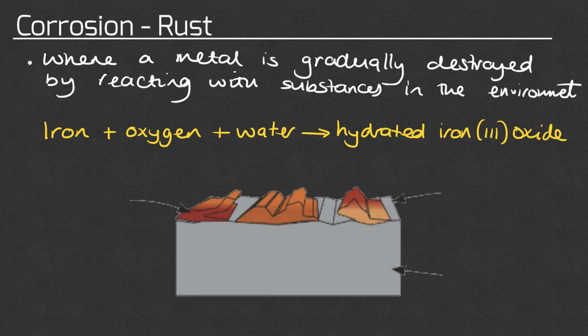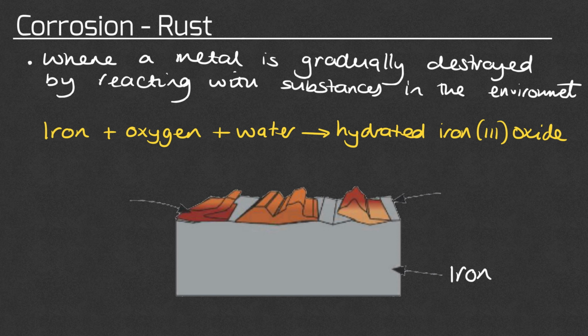For example, iron can rust. The process of iron rusting is where iron reacts with oxygen and water, and this produces hydrated iron 3 oxide. Hydrated iron 3 oxide is the chemical name for rust.